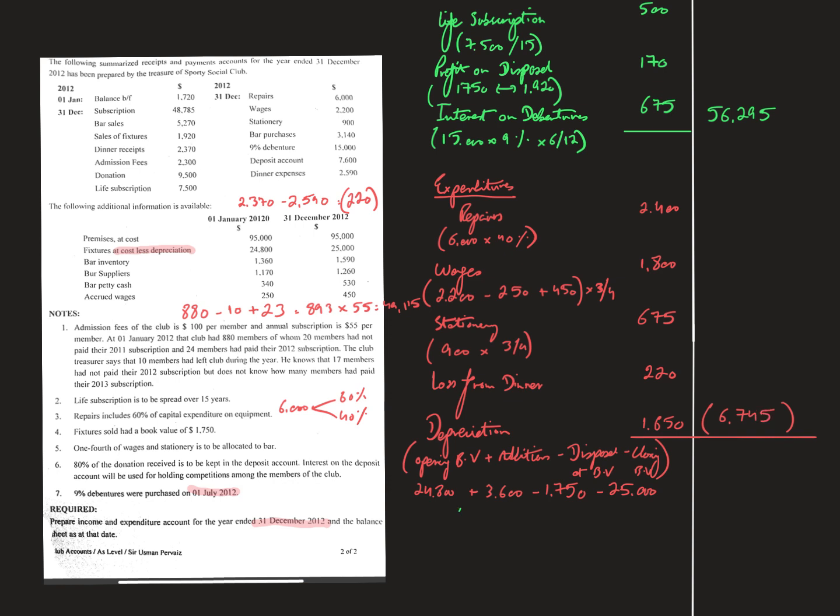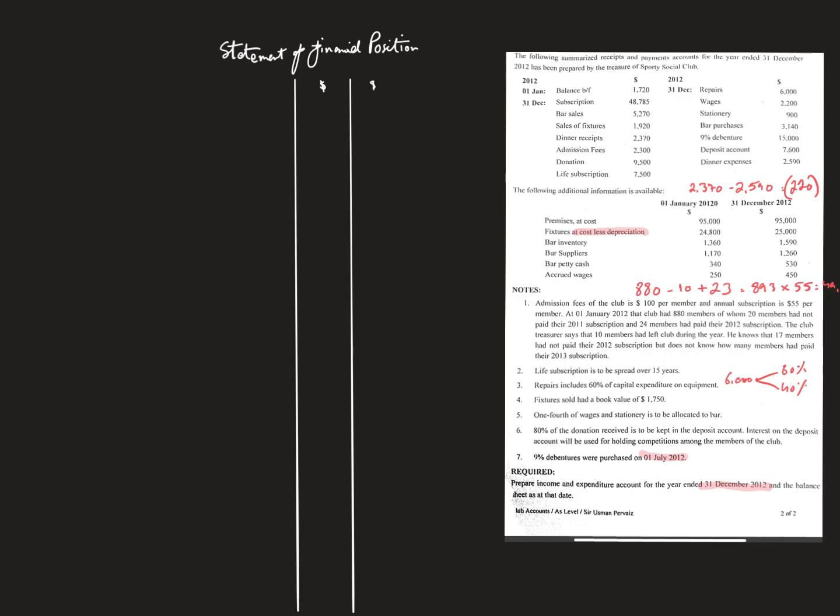Now, any net profit will be treated as surplus, which is 49,500. Any problem? Alright, statement of financial position. First thing, we're going to start off with non-current assets.